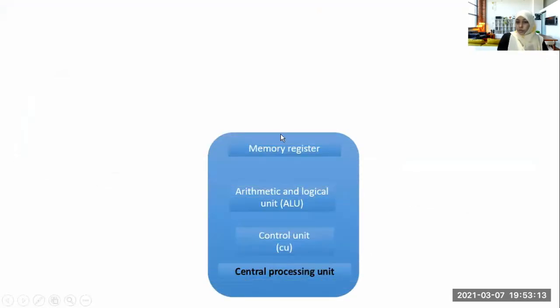And this is the CPU. There are 3 parts in the CPU. Okay, I think you remember we learned about the architecture of the computer system last week, right? So these are the 3 parts of the processor: the memory register, the arithmetic and logical unit, and the control unit. What each part does in this process, now we are going to learn that. Okay, right.